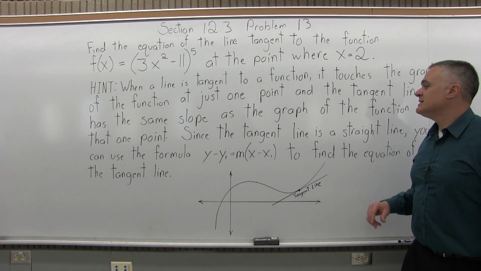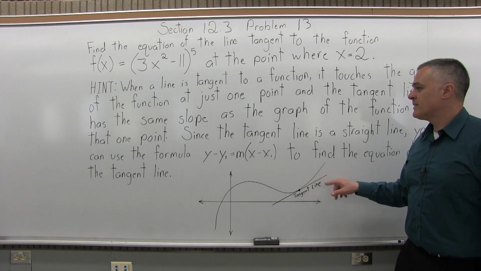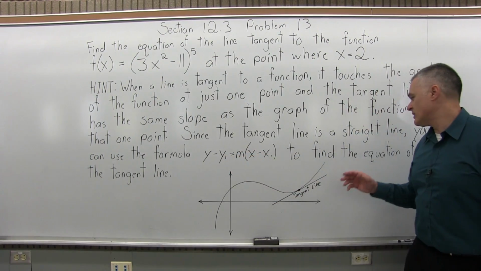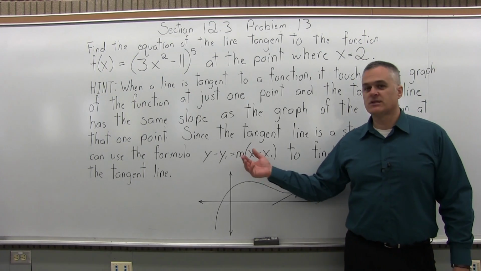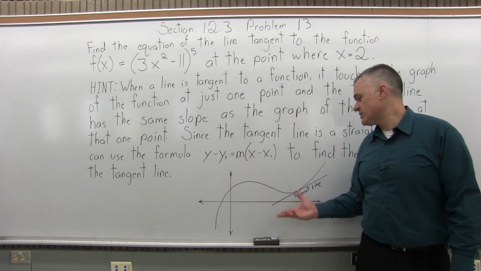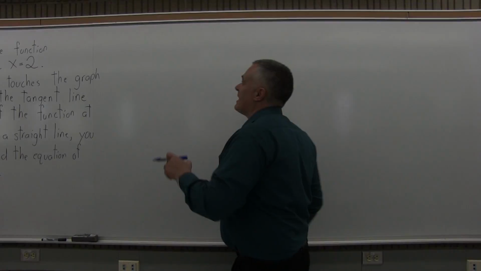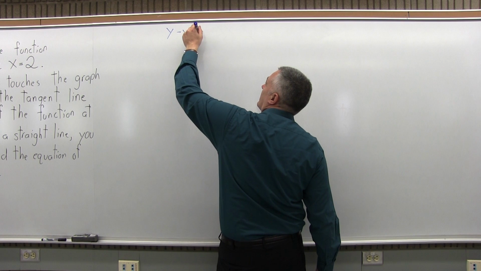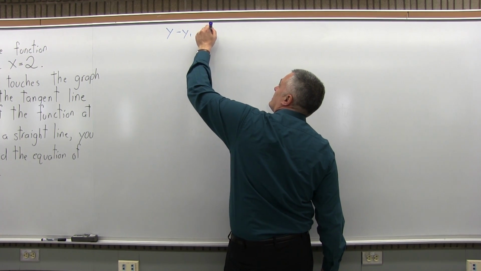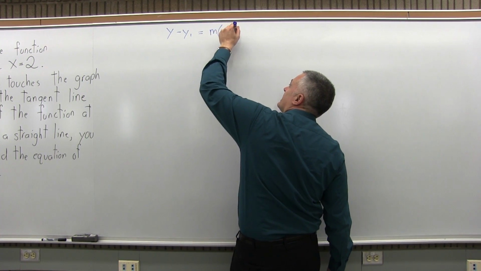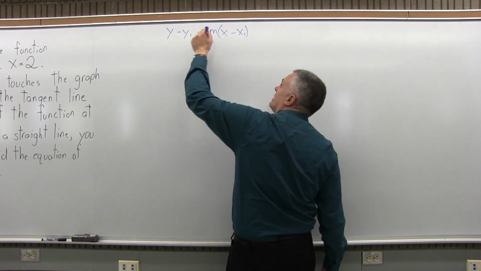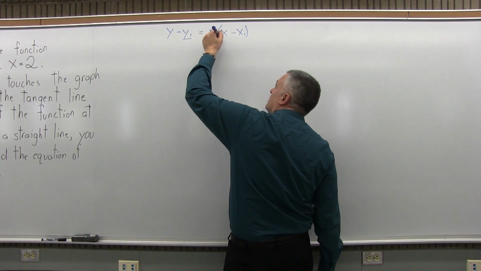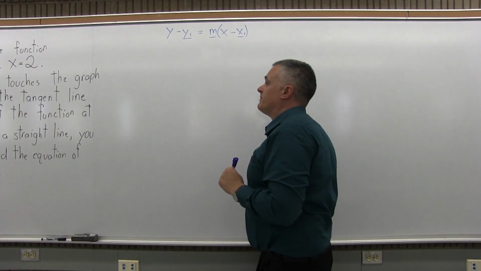And it goes on, since the tangent line is a straight line, you can use the formula y minus y1 equals m times x minus x1 to find the equation of the tangent line. That's the formula used to find the equation of all sorts of straight lines. So we're going to fill in the formula, y minus y1 equals m times x minus x1. And we have to find a number value for the y1, a number value for the m, or the slope, and a number value for the x1.